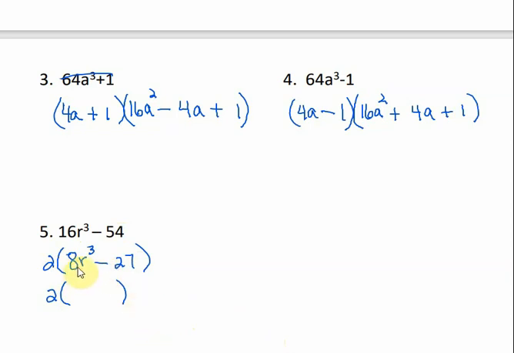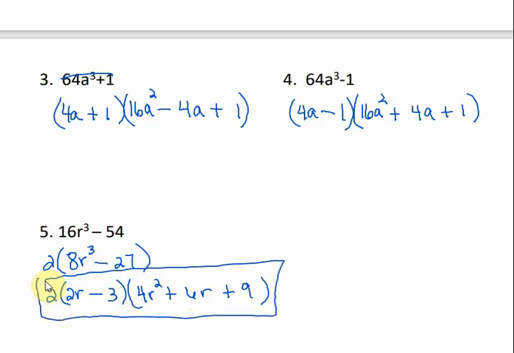Alright, so the cube root of 8r cubed would be 2r. The cube root of 27 is 3. If I start with a minus, my pattern is minus, plus, plus. Alright, take this first term and square it. 2r squared would be 4r squared. Multiply the two terms together and I would get 6r. Take the last term and square it. 3 squared is 9. And then this whole thing along with that 2 on the front is my answer.